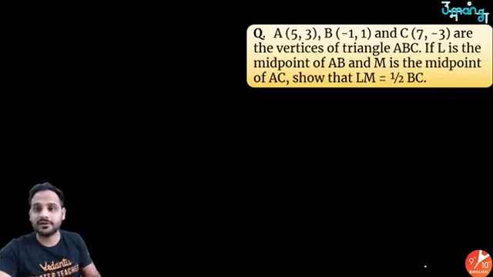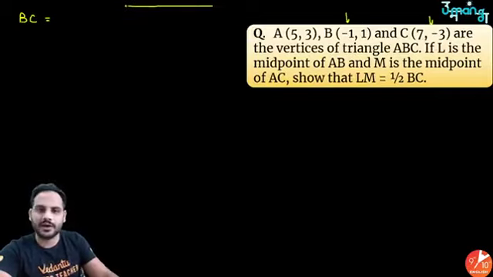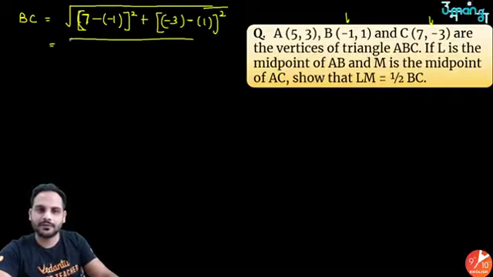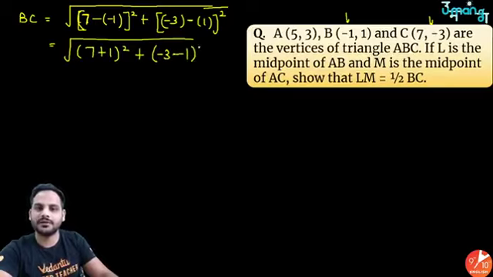Now let us find out BC also. What will the distance BC be, son? So take B as x1, y1 and C as x2, y2. So BC will be square root of 7. Look, 7 is x2 minus x1; minus minus becomes positive, remember that. (x2 minus x1) whole square plus (y2, which is minus 3, minus y1, which is 1) whole square. So it will be equal to square root of (7, minus into minus is plus 1) whole square plus (minus 3, minus into plus is minus 1) whole square.